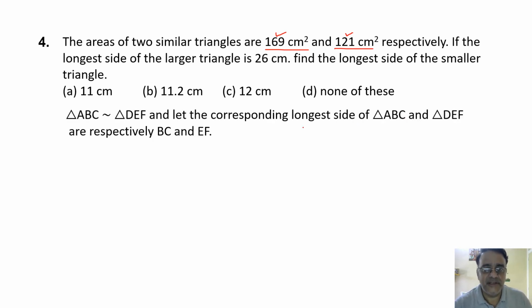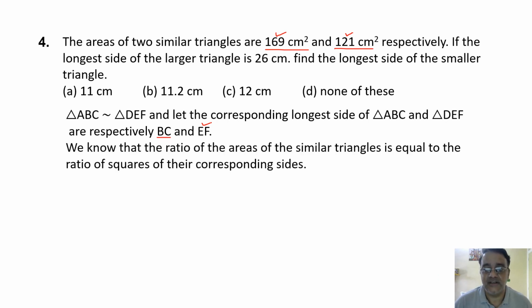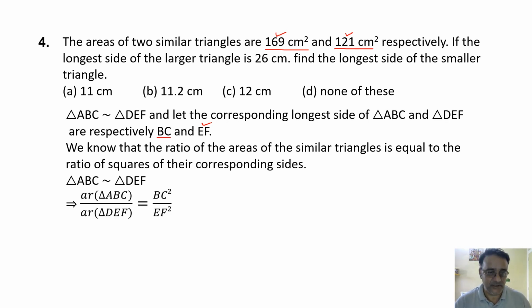Okay, and BC is given because this is the longest side of the triangle, and we have to find EF, right? So again, we know that the ratio of areas of two similar triangles is equal to the ratio of the squares of their corresponding sides. So triangle ABC similar to triangle DEF will imply area of triangle ABC upon area of triangle DEF is equal to BC square upon EF square.